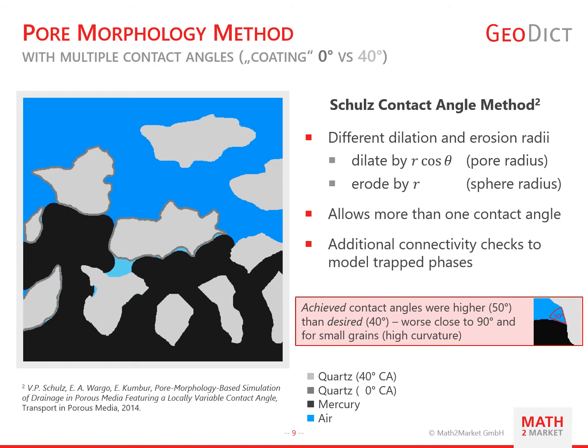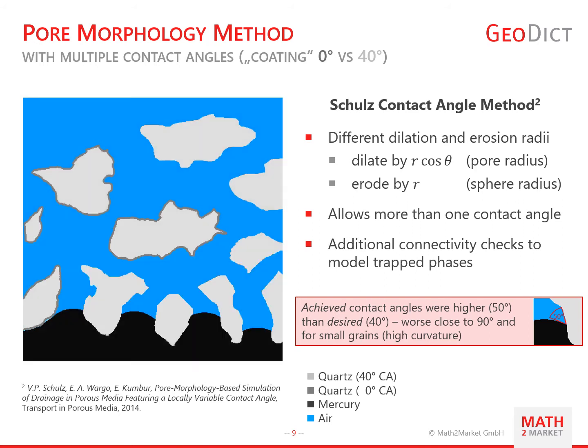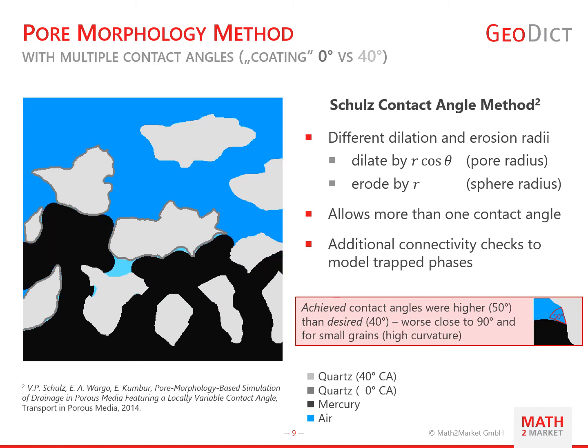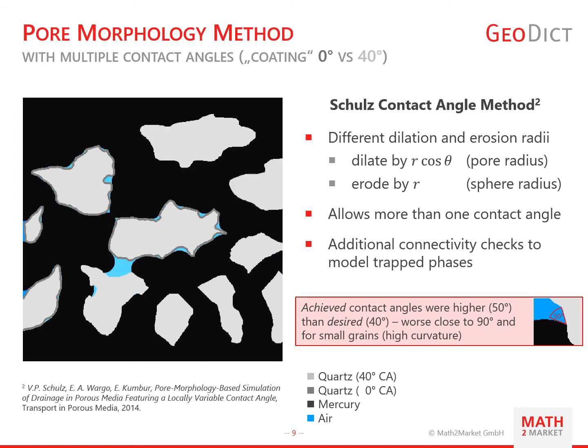Now we show this in an animation with a structure where we have two contact angles: 0 degree for grain surfaces, shown in a slightly darker color, and 40 degree. However, the achieved contact angles were higher than desired, especially for contact angles close to 90 degree and for small objects.